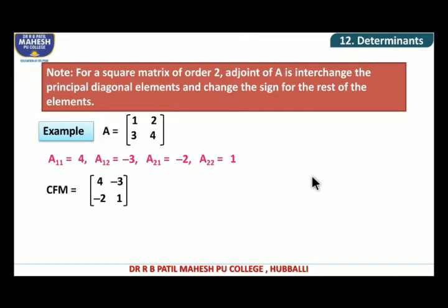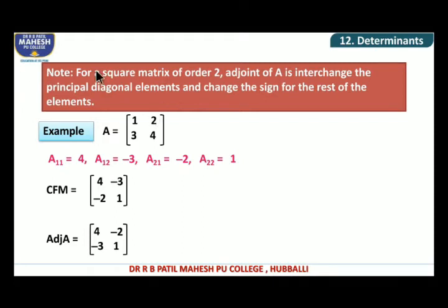Now, we have to find out the adjoint of A. Adjoint of A means the transpose of this matrix. Therefore, the first row becomes the first column and the second row becomes the second column. So, this is the value of adjoint of A. This is a simple method for a square matrix of order 2.